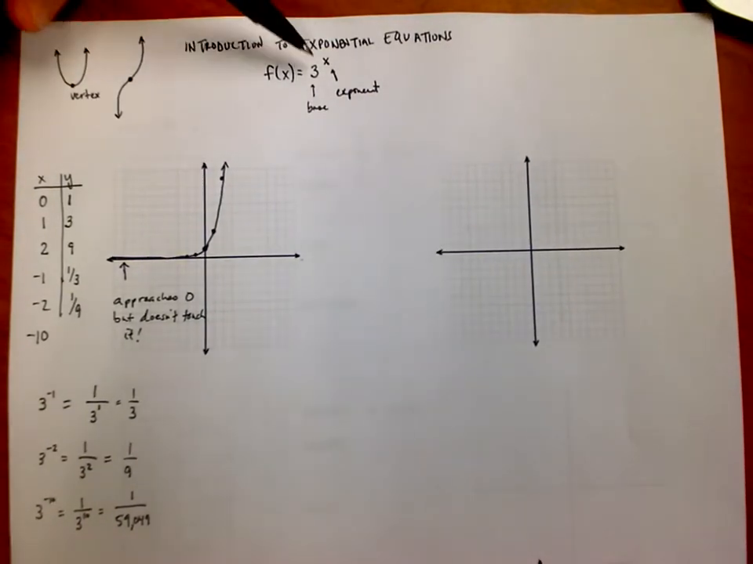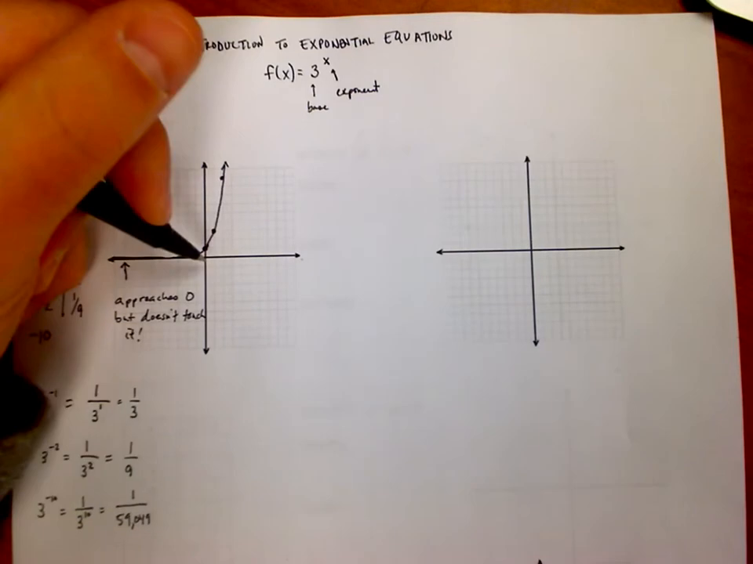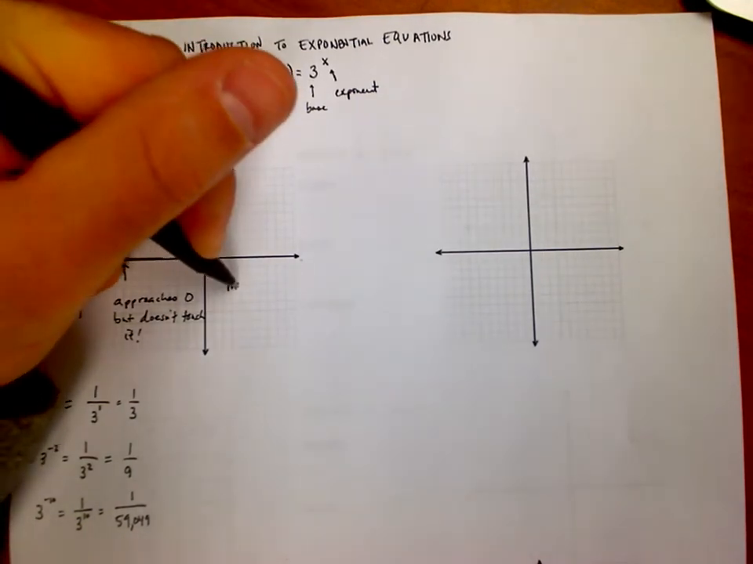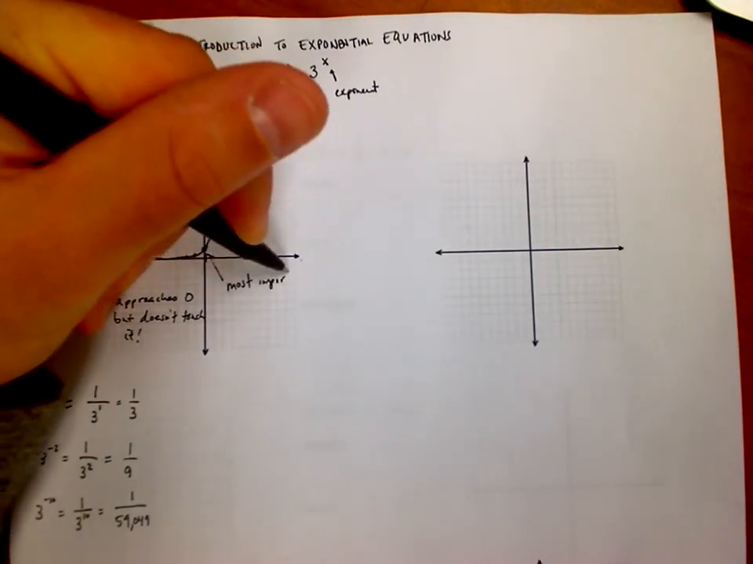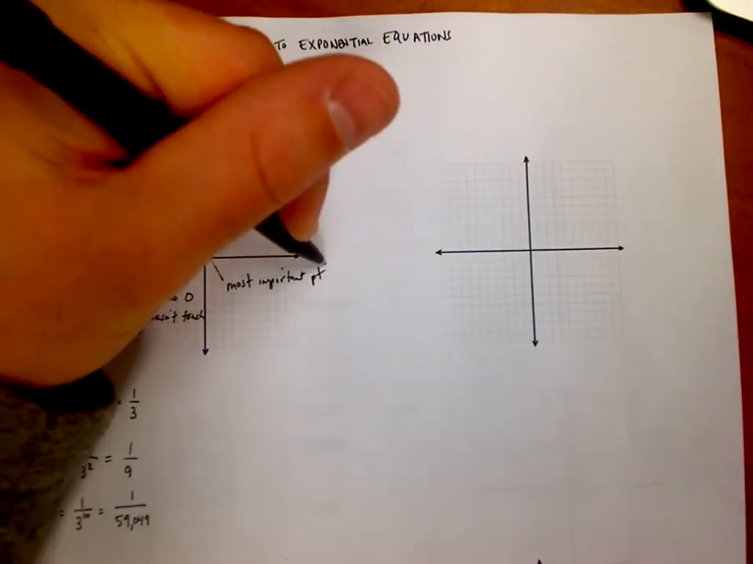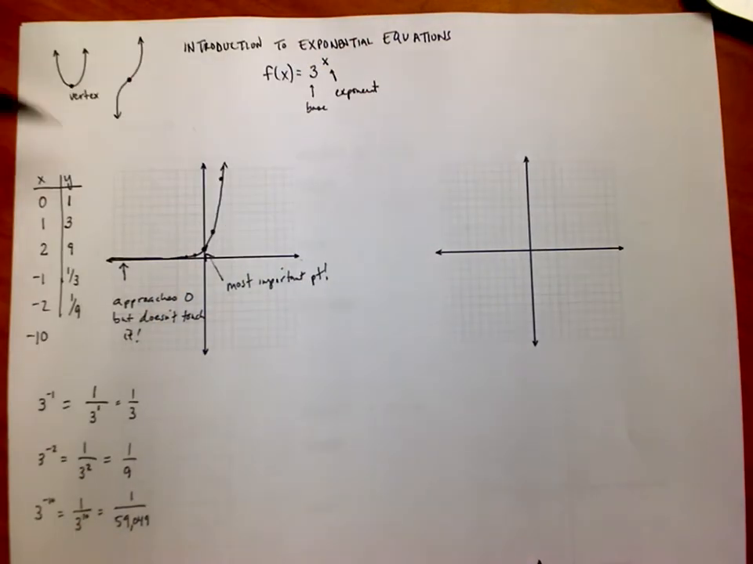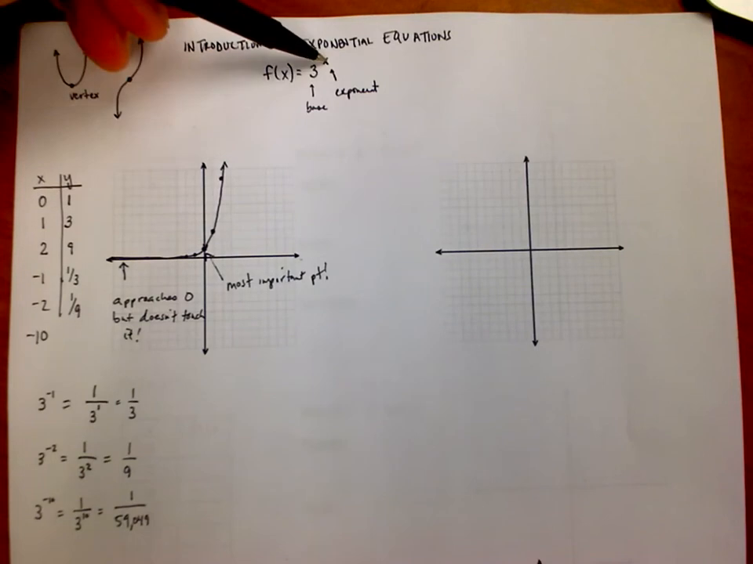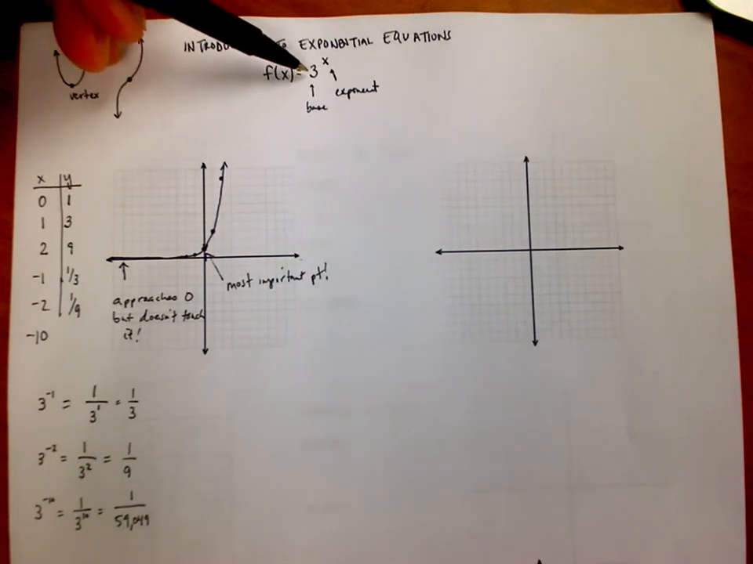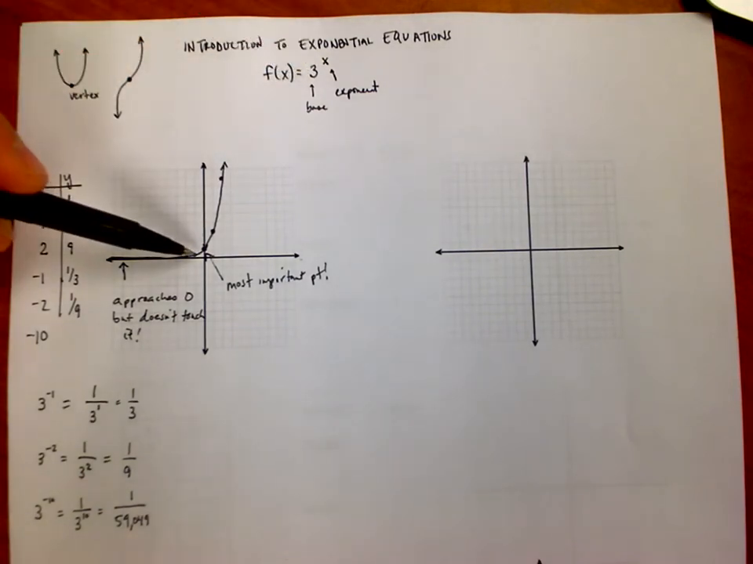that an exponential equation means x is going to be in the exponent. When I graph an exponential equation, the most important point right there is 0, 1. Why is that the most important point? Because if I put a 0 in for the exponent, it's going to be 1, no matter what the base is, 3 to the 0 power in this case.